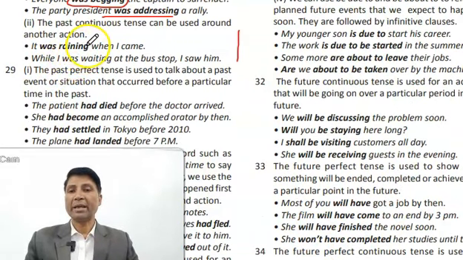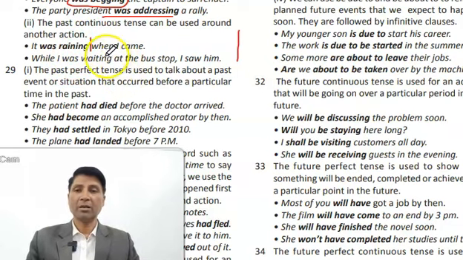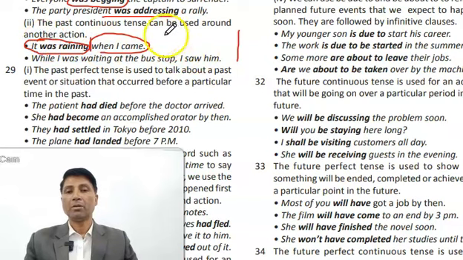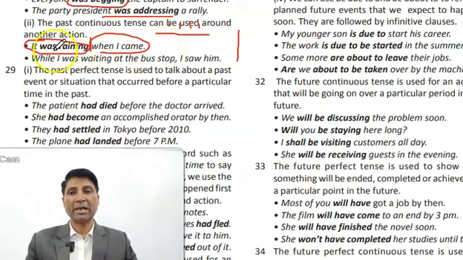It was raining when I came. So in this example, two actions are taking place. It was raining and coming. Both these actions are happening at the same time. The speaker is coming and drops of rain are falling. So both these actions are taking place simultaneously at the same time, together. So for one action, simple past tense is used, and for the other, past continuous tense.